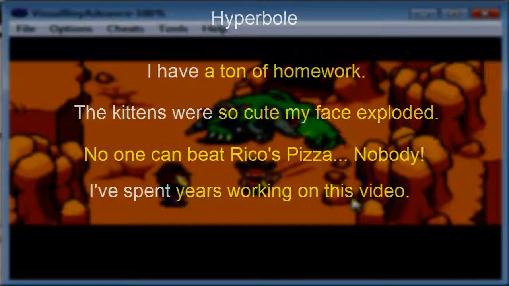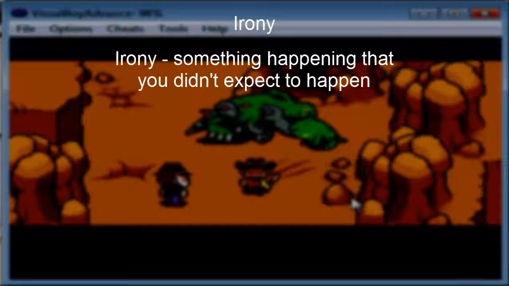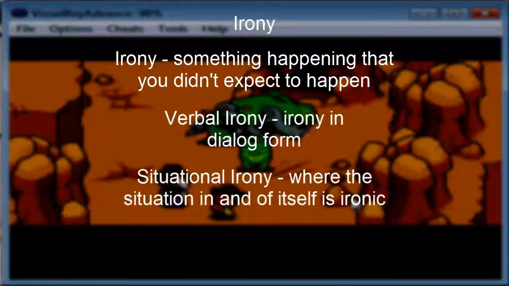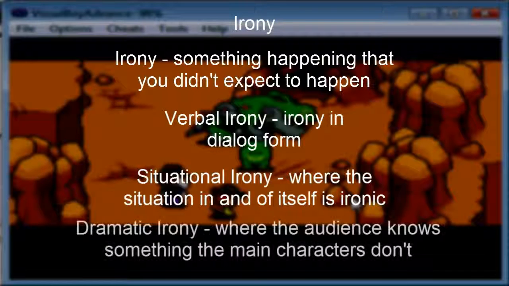Highlight, look, move on. Irony is something happening that you didn't expect to happen, typically the opposite of what you expected to happen, and is split into 3 subcategories: verbal irony, irony in dialogue form, situational irony, where the situation itself is ironic, and dramatic irony, where the audience knows something the main characters don't.